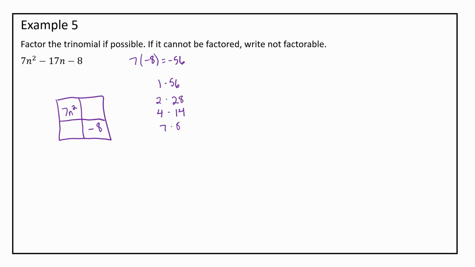The problem here is we've come up with all of our pairs. One of them is supposed to be negative, and none of these work. So that's where the rest of these instructions come into play. This is actually not factorable.